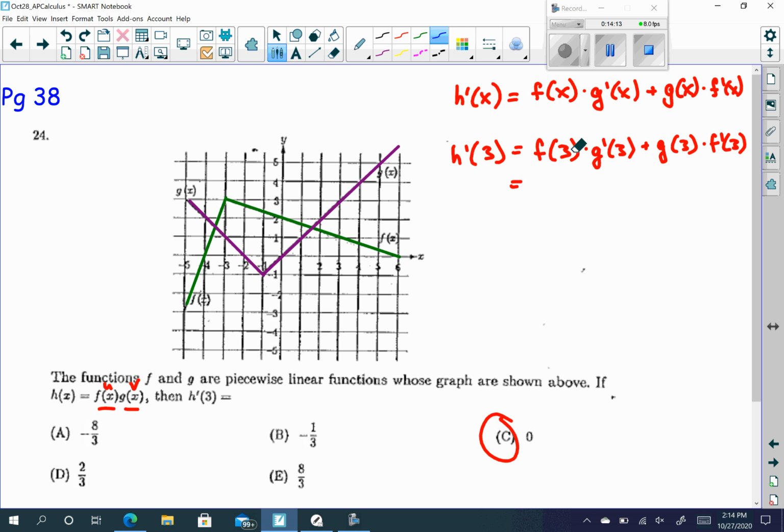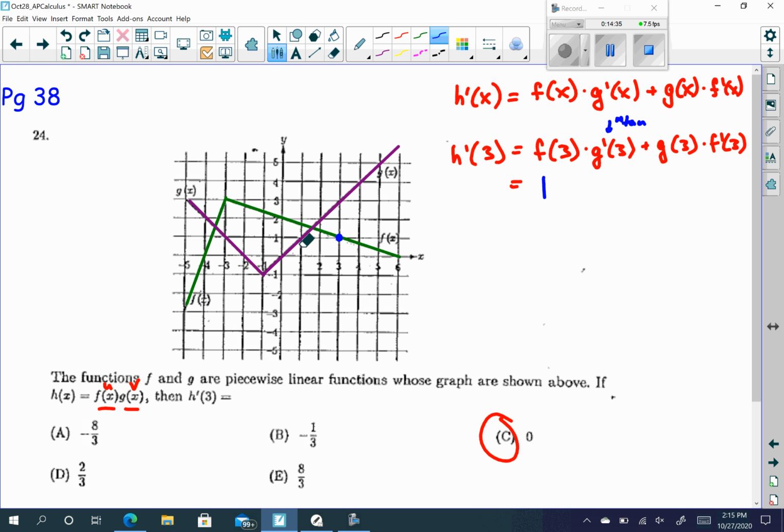f of 3, f is just a function. So if I go to the graph of f of x, that's the green one here. I want to know what is f of 3. So if I go to the 3, I'm looking at this point here. So f of 3 is going to be a 1. Now g prime of 3 is not the same as g of 3. It's the derivative. It's the slope of the tangent line at x equals 3.